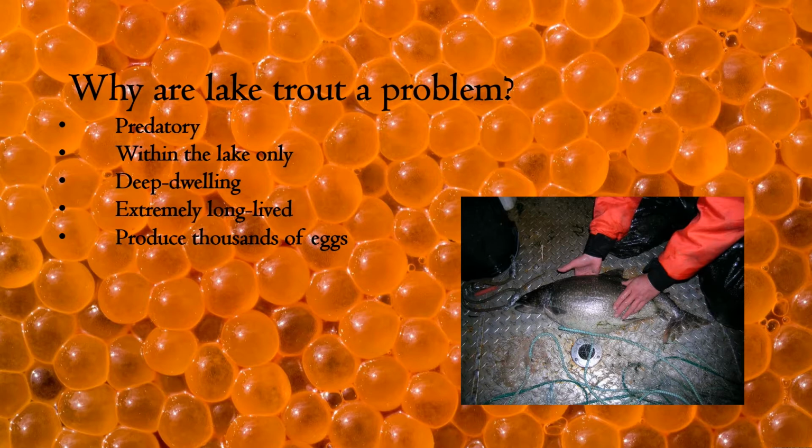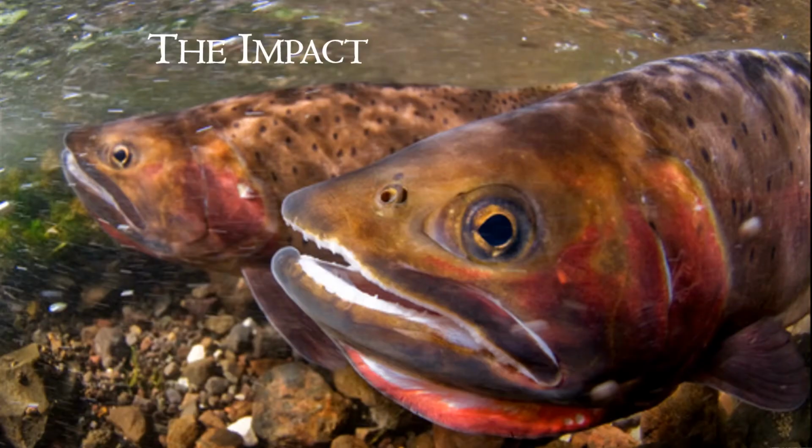They are deep dwelling in the lake, and that means they're not accessible to avian and other terrestrial consumers because they're deep within the lake and can't be accessed. They're extremely long-lived by comparison to cutthroat trout, and they produce thousands of eggs in a given year. So the impact of the lake trout on our native cutthroat has been pretty significant.